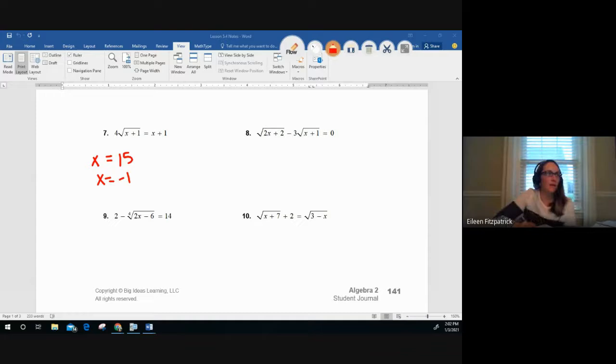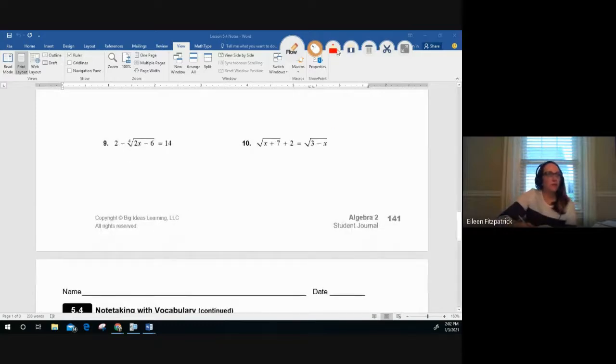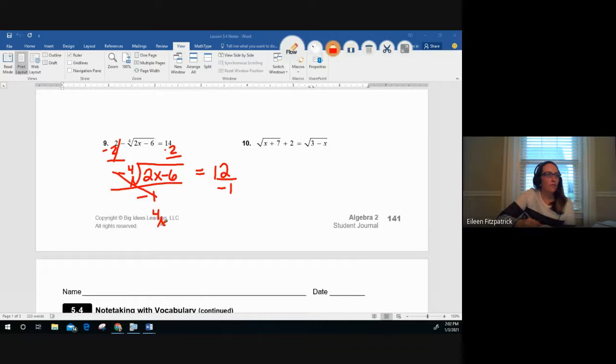The next one of this type, number 9. Again, isolate the radical as much as you can to start. So subtract 2 from both sides. You have negative 4th root of 2x minus 6 is equal to 12. Divide everything by a negative. So I have the 4th root of 2x minus 6 is equal to negative 12. It's a 4th root, so to get rid of that radical, I have to raise both sides to the 4th power.